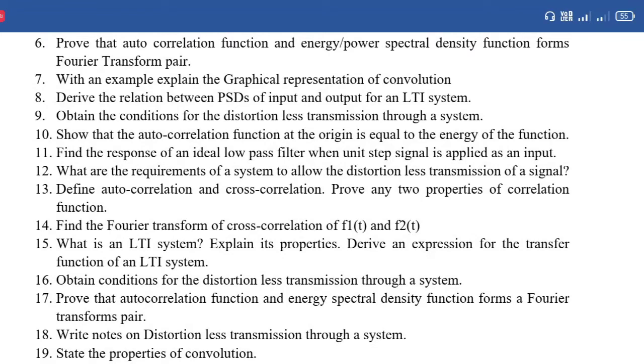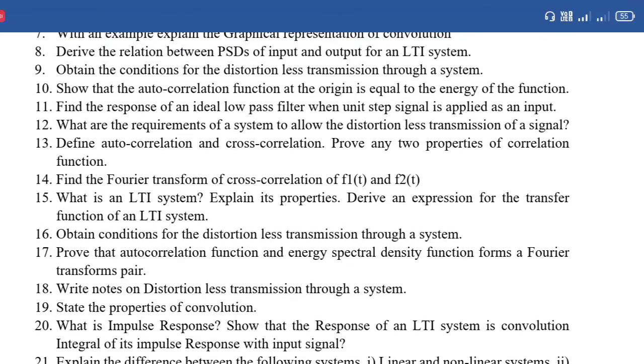Derive the relationship between PSDs of input and output for an LTI system. Obtain the conditions for distortionless transmission through a system. Show that the autocorrelation function at the origin is equal to the energy of the function. Find the response of an ideal low pass filter when a unit step signal is applied as an input. What are the requirements of a system to allow the distortionless transmission of a signal?